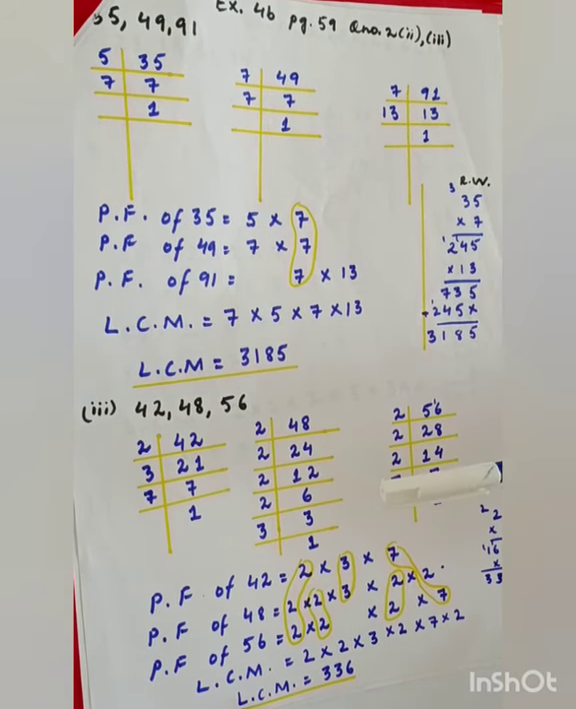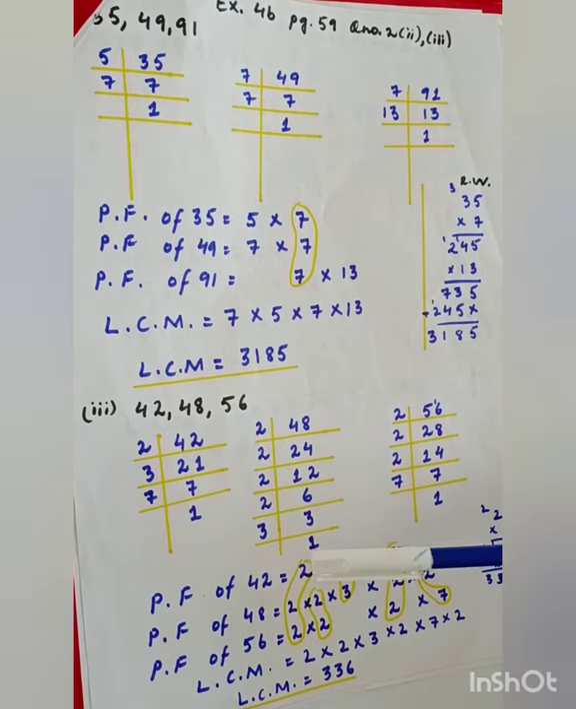So the prime factors of 42 are 2 into 3 into 7. Prime factors of 48 are 2 into 2 into 3 into 2 into 2. Prime factors of 56 are 2 into 2 into 2 into 7. It is better, or recommended, to write 2 below 2, 3 below 3 and 7 below 7. Now over here we can see 2 is common in all these three numbers.